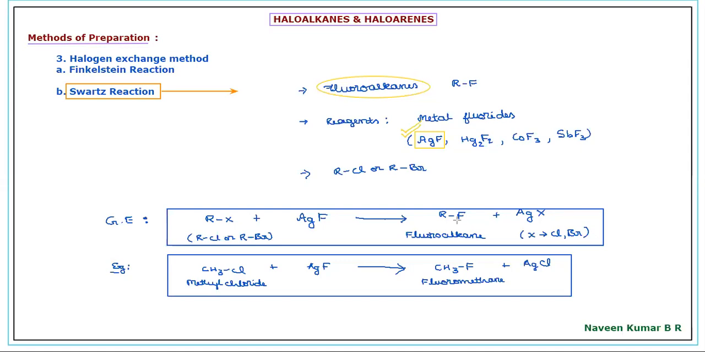With this, the preparation methods are completed. Now we'll consider the next topic, the properties of haloalkanes and haloarenes. We'll discuss a few optical properties, and we'll complete with the chemical properties of haloalkanes and haloarenes.